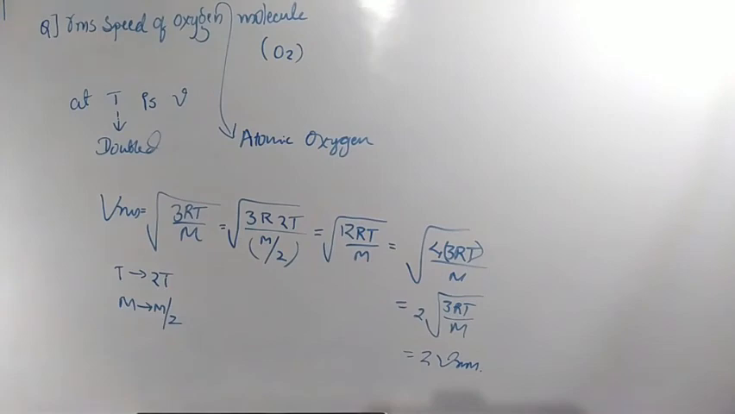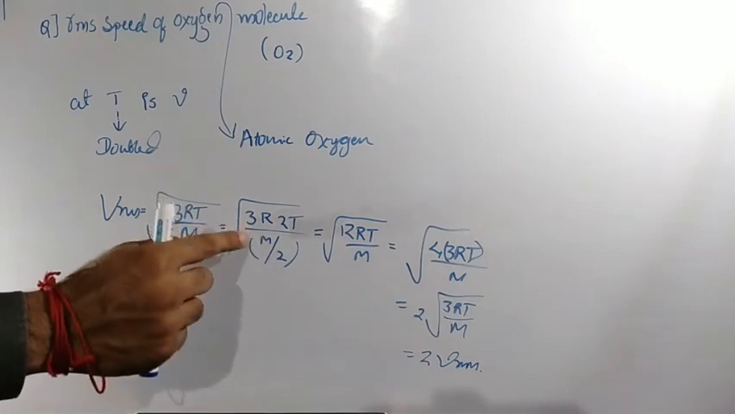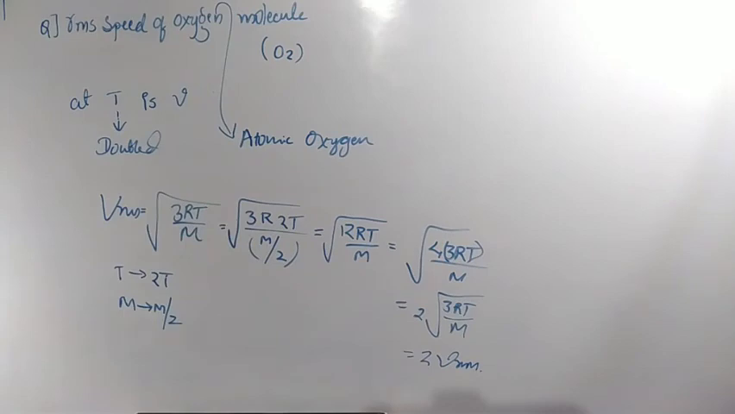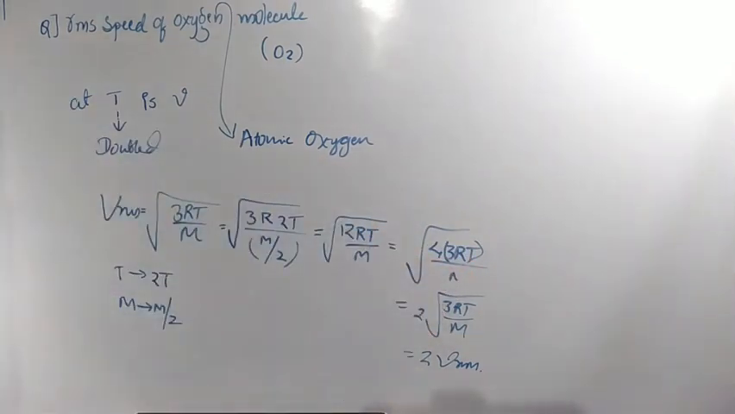So finally we are going to get 3R2T divided by M by 2. This 2 will come to the numerator, 2 into 3 into 2, or 2 into 2 into 3, which is nothing but 12. 12RT divided by M. Or we can write 12RT as 4 into 3RT divided by M. So 4 we can take outside the root. I can write 2 times the root of 3RT divided by M, or 2 times VRMS. Clear?